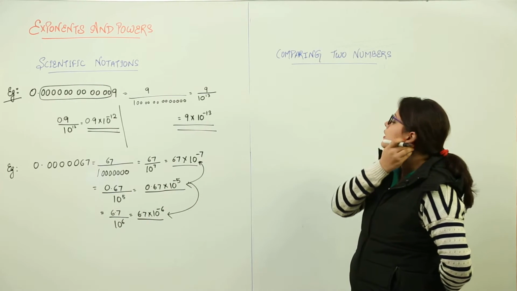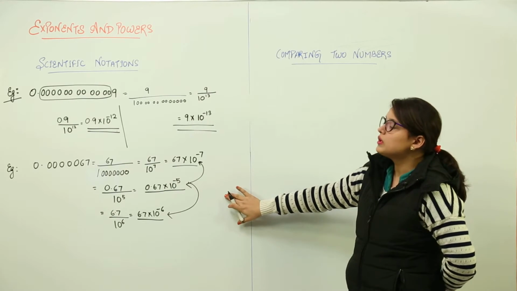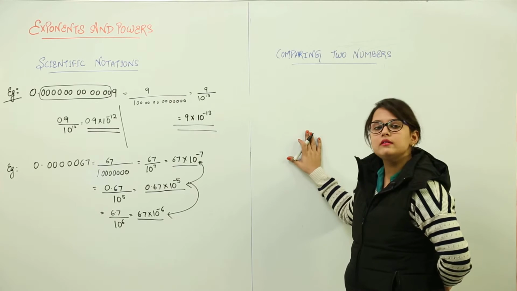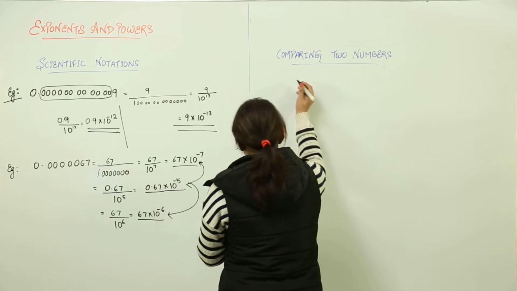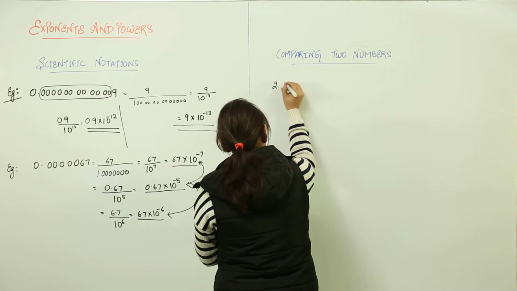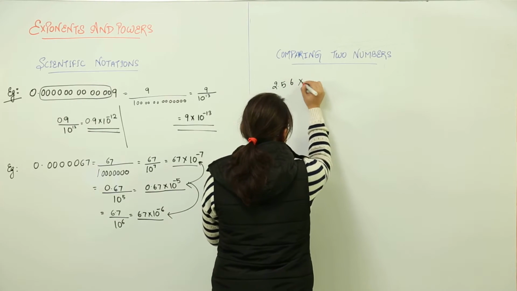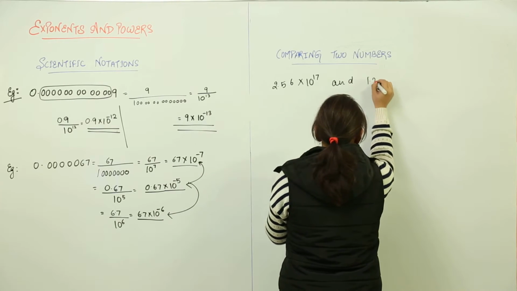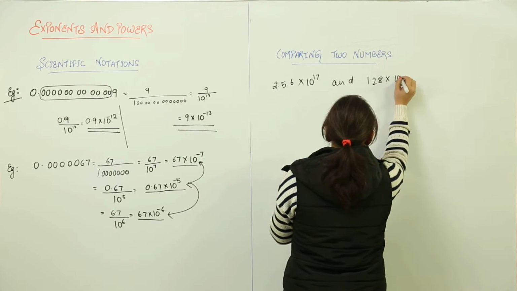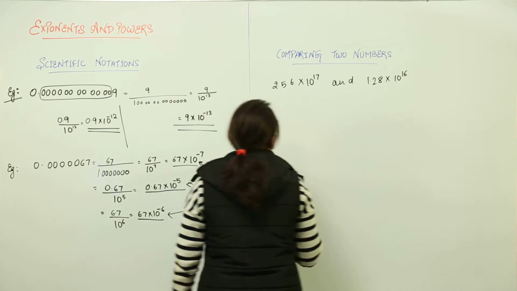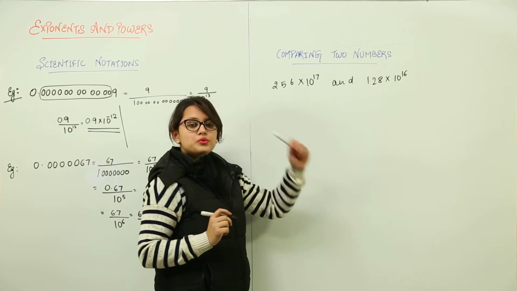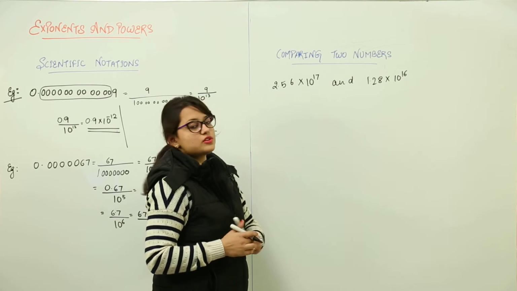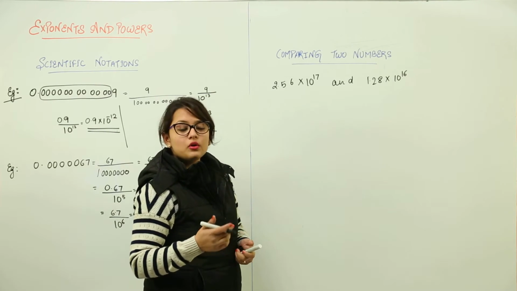Now as you have learnt to write the scientific notation, we will be discussing how to compare two numbers in scientific notation. Let us take 2.56 into 10 raised to power 17 and 1.28 multiplied with 10 raised to power 16. Now we have to compare these two numbers. Can you look at the question and tell me which out of them is the larger one and by how much? We cannot do that.